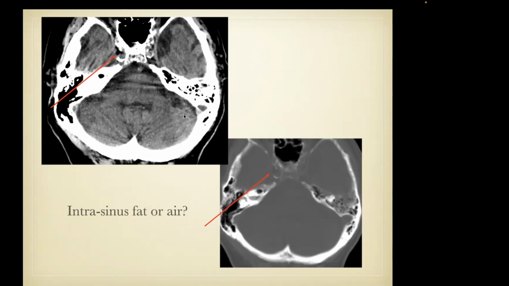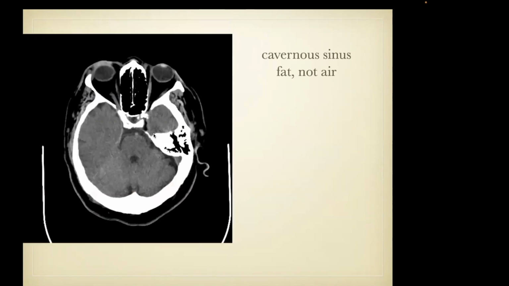So air will stay black on all of the windows, whereas fat will, of course, look this way on the bone window and can look like air on the regular window because of this property of windowing. Of course, anything that falls above or below the window is going to be white or black. So again, be aware of that pitfall. Now you'll see this in other places as well.